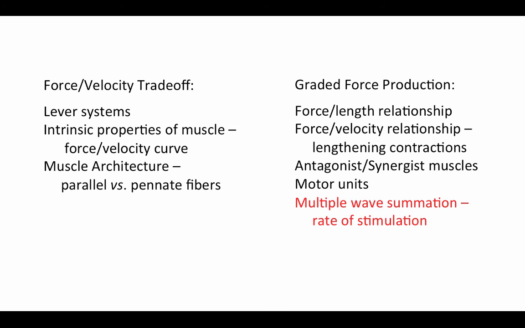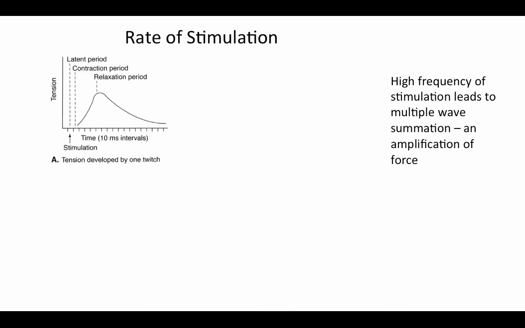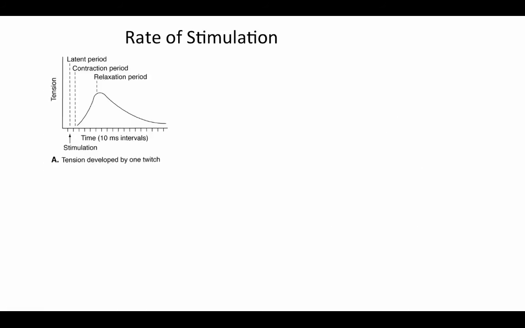The last mechanism for graded force production I want to talk to you about is something called multiple wave summation, or temporal summation of different nerve stimulations. So let's take a look at how that works. To understand this, let's first think about the way a muscle fiber responds to a single neural stimulation. Most muscles are what we call twitch muscles, and in response to a single stimulation, they're going to produce a single twitch-like contraction that is going to look like this.